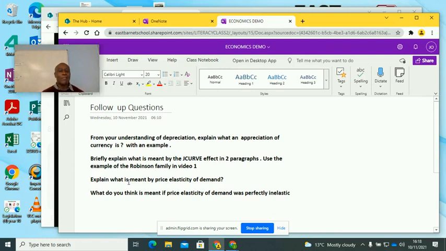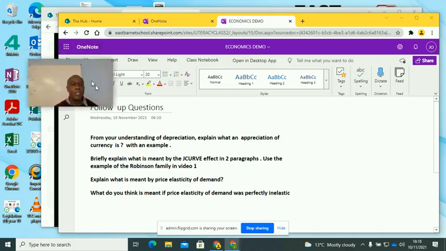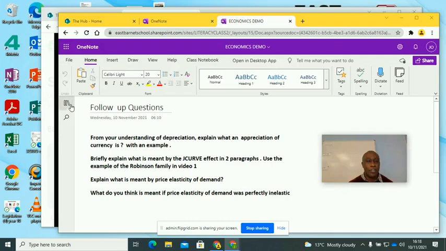Then explain what is meant by the price elasticity of demand. What do you think is meant if the price elasticity of demand was perfectly inelastic? Hopefully that would challenge you a bit, but it's not that difficult. So let's go straight into the J curve, which I did in the first video.